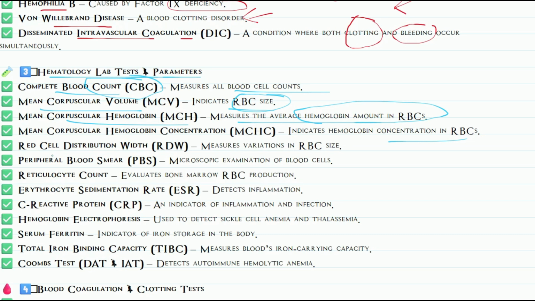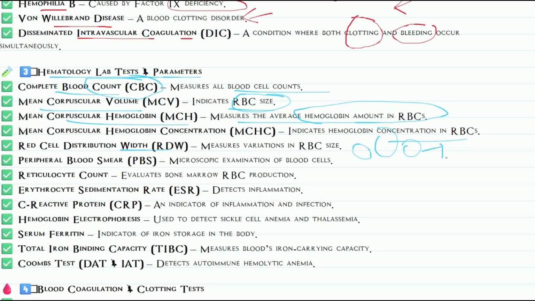And then another one is RDW, red cell distribution width. It mainly tells about the variation in the size of RBCs. If there are small, large and medium sizes, then different types of RBC are present. So this is measured by the RDW, the red cell distribution width.